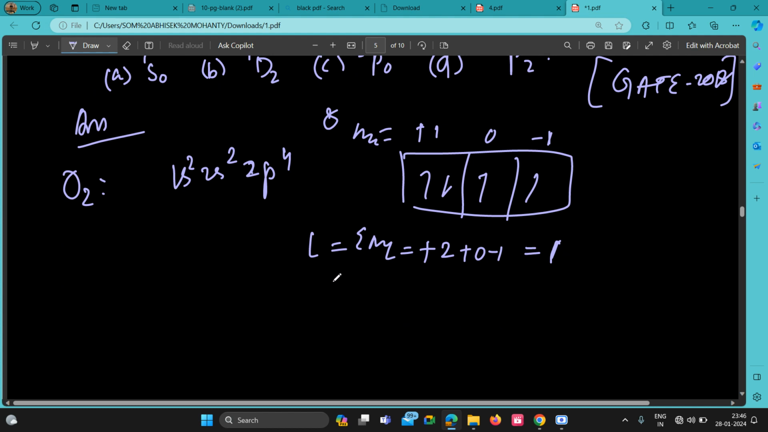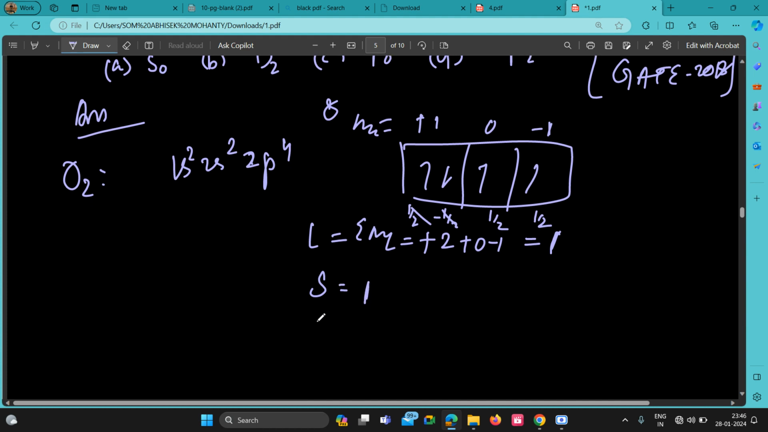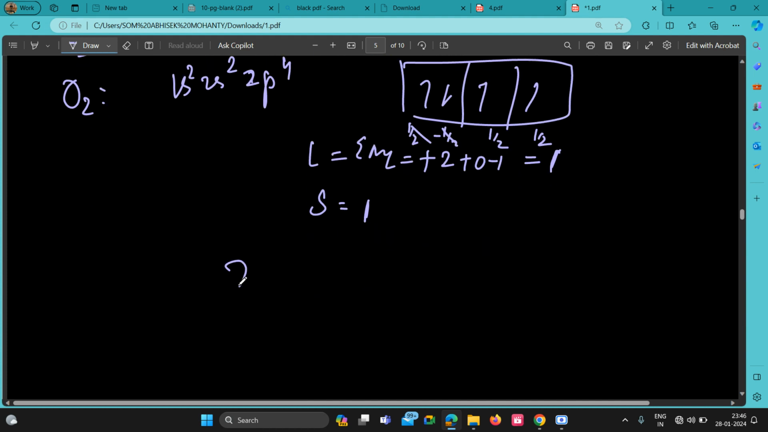Now what is the S value? This is half upward, this is minus half, half, half. So these two are cancelled. What is left? 1. So S is 1. So if we do the LS coupling, the J values will be L plus S to L minus S, right?